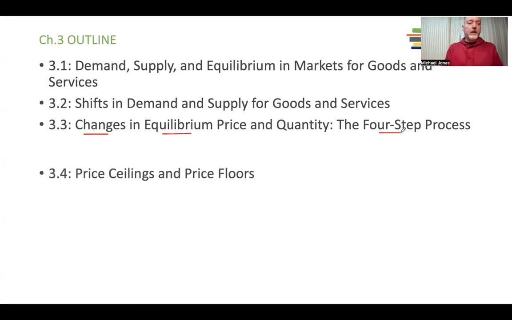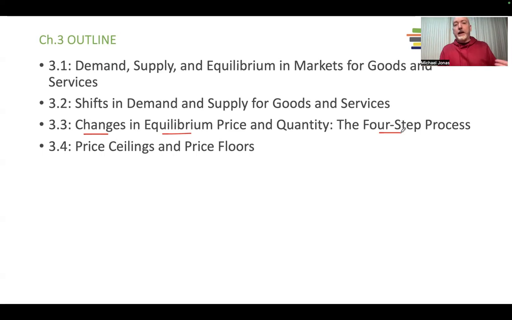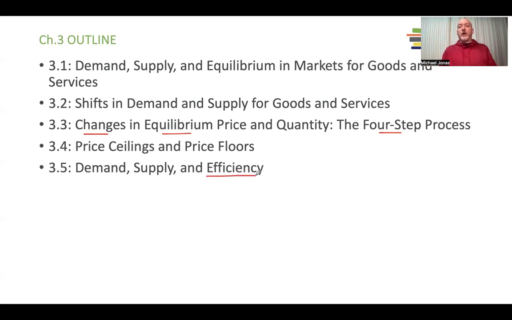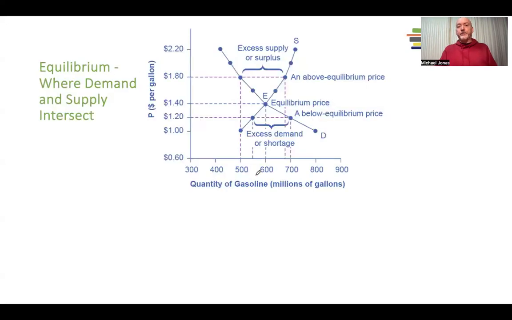Then we'll start to expand that and look at the case where, well, what happens when prices aren't allowed to adjust based on market forces, when there are government regulations, so-called price controls, price ceilings, and price floors. And then we will round that out with a rather intuitive measure of efficiency and social welfare generated from markets, the so-called consumer and producer surplus.